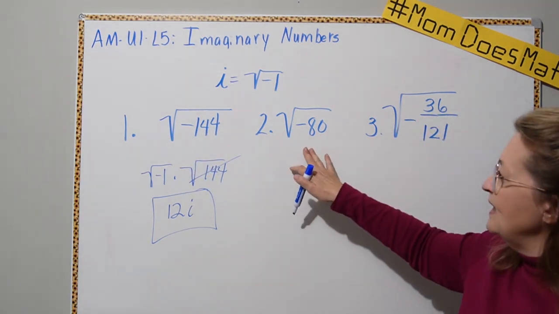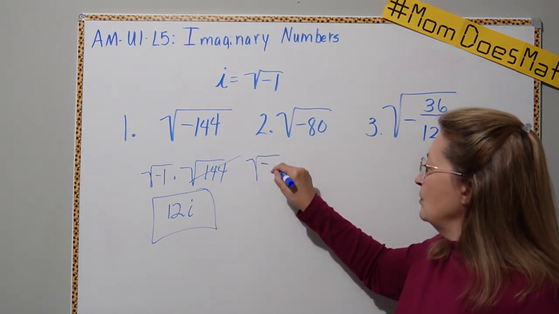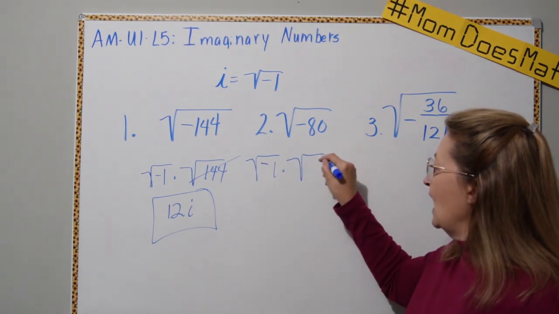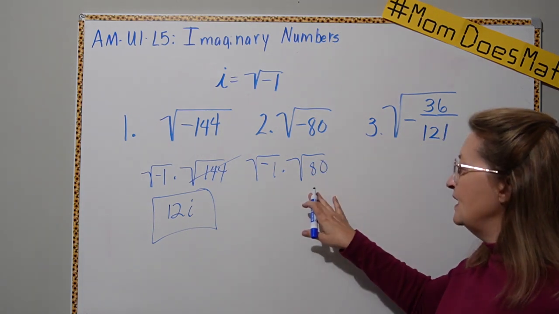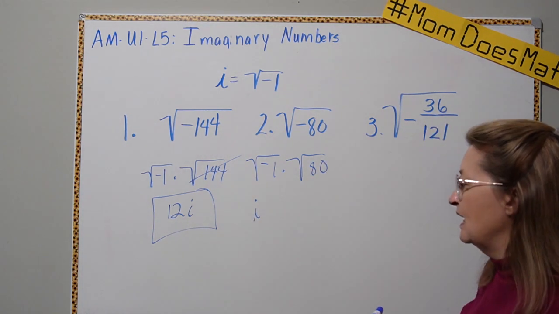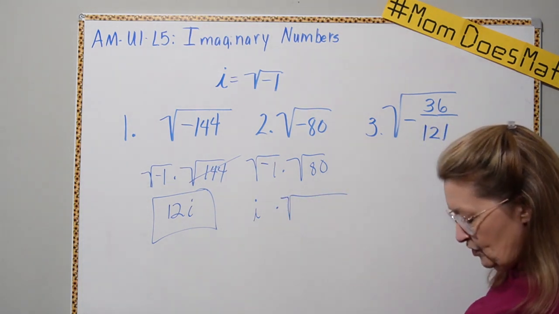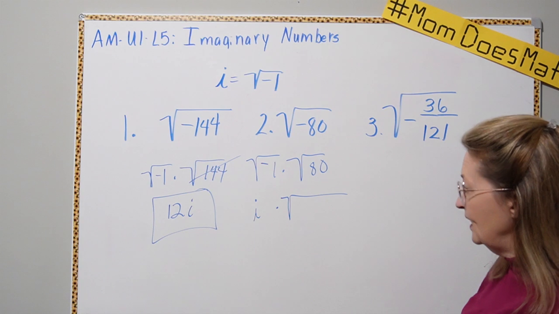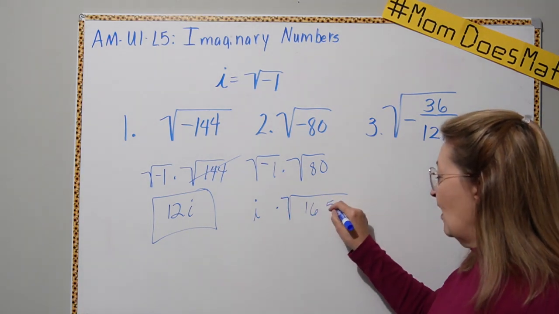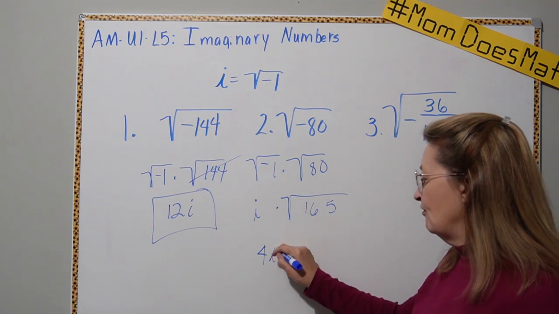All right, let's look at 80. Same thing. I can rewrite this as the square root of -1 times the square root of 80. So this will become an i. How could I break this down? What's the largest perfect square that will go into 80? 16 times 5. The square root of 16 is 4, so now I have 4i square root of 5.